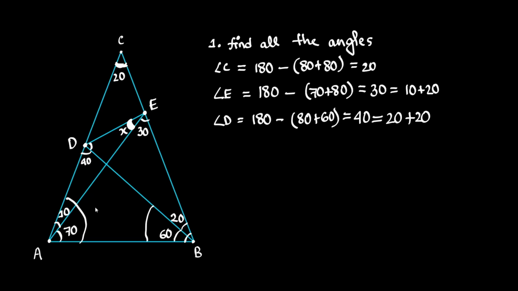Acha, what other angles can we find? This is 70, this is 60. 60, 70, 130, and this is then 50. This is 50, that means this is 50. Okay, but that doesn't take us anywhere. That is not taking us anywhere.